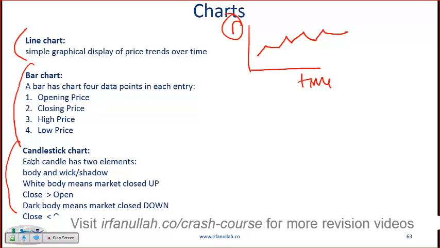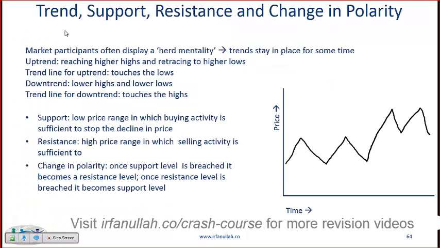And then there are candlestick charts, which are a little more elaborate. In addition to all of the above, the way the candlestick chart is structured, it also shows you whether the market closed up, which means the closing price is higher than the opening price, or whether the market closed down. You need to understand the concept of trend, support, resistance and change in polarity.